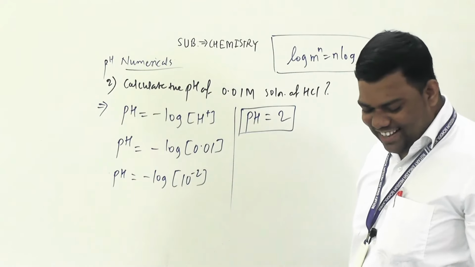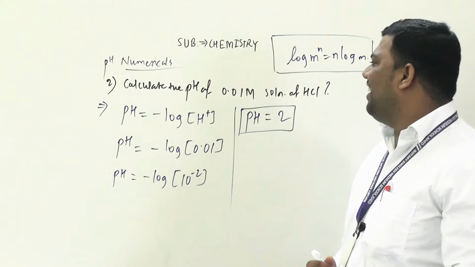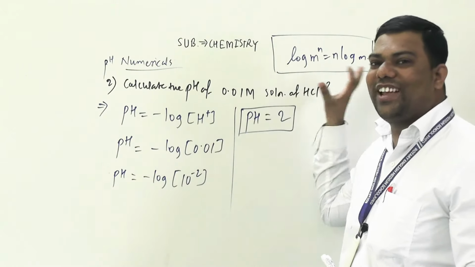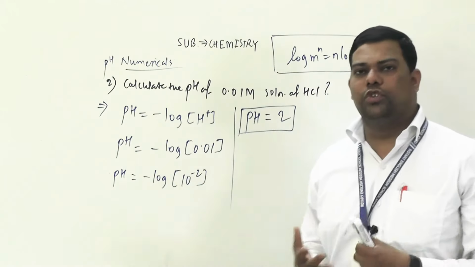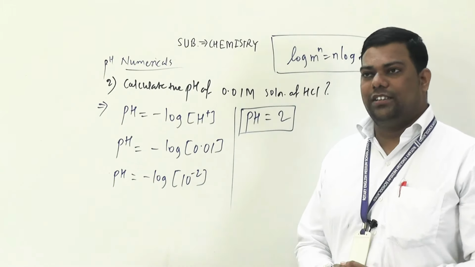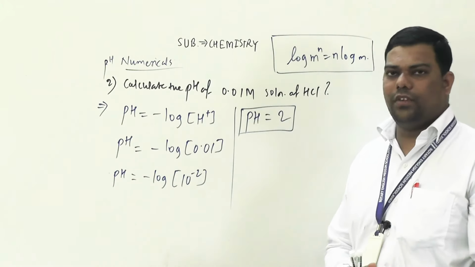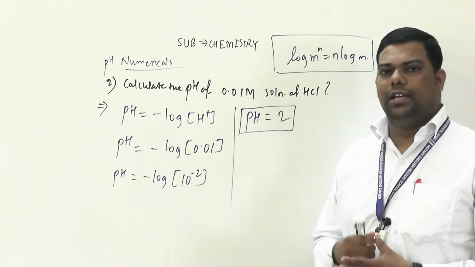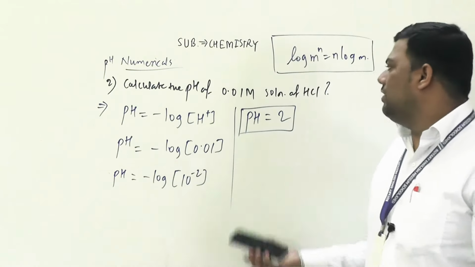Okay. So like that you have to solve numericals. You must know this general formula, or we can say the logarithm formula. Basically, these pH and pOH numericals will come in your 11th topic, so therefore we are studying here as a foundation, in the ionic equilibrium topic.